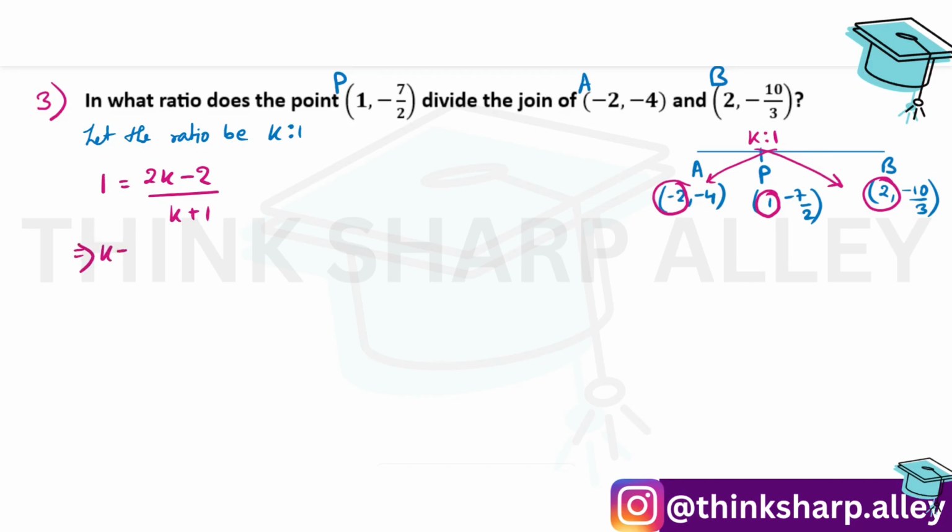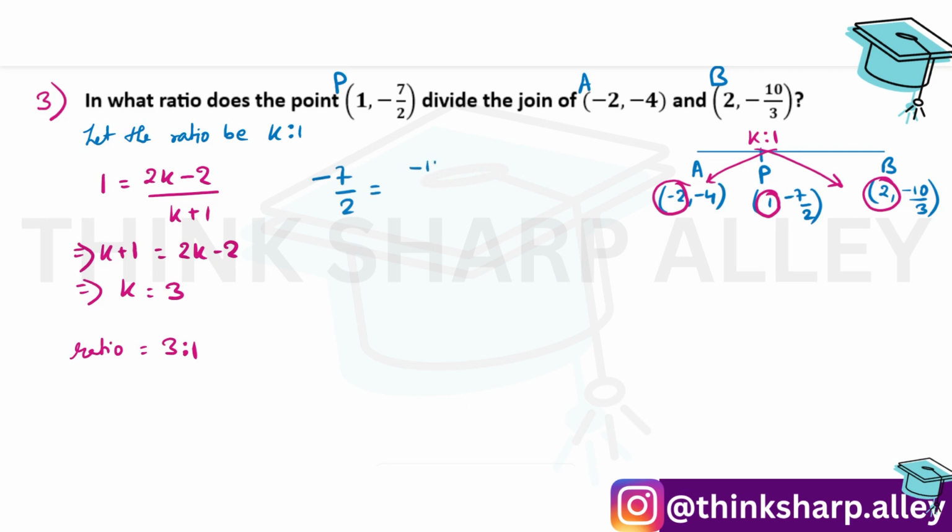So let us cross multiply and we get a linear equation which we will solve to get the value of k. So k is coming to be 3, which means the ratio is 3:1. Simple, right? Now to check if we have done correctly, you may use the y coordinate to calculate the value of k. But that is not mandatory. It's just for verification. So to avoid any doubt, you can use this. So minus 7 by 2 is equal to, so only the y coordinate I'll take now, k into minus 10 by 3.